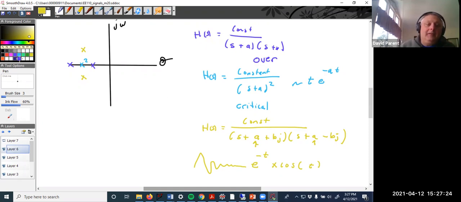Now, what if I had a pair of complex poles here, right? This oscillates, right?